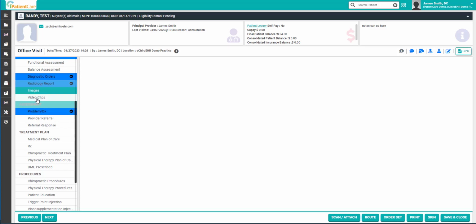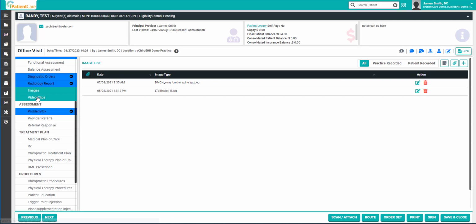And then we have the image and the video clip sections. And this is where you can bring in X-ray images for review, as well as allowing them to be dropped into the patient record for the date of service.